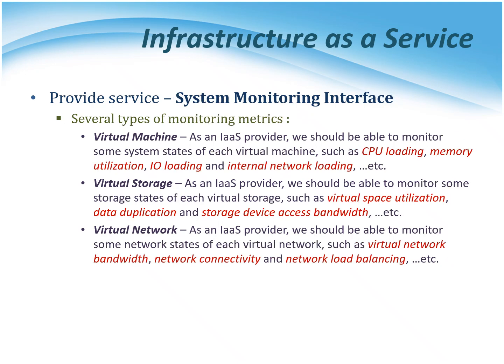So the system monitoring interface has several types of monitoring metrics. Virtual machine: as an IaaS provider, we should be able to monitor some system state of each virtual machine, such as its CPU loading, memory utilization, IO loading, and internal networking loading when they are connected to the cloud. Virtual storage: as an IaaS provider, we should be able to monitor some storage states of each virtual storage, such as virtual space utilization, data duplication, and storage device access bandwidth. And for the network also, they should monitor some network states of each virtual network, such as virtual network bandwidth, network connectivity, network load balancing. So that has to be done.